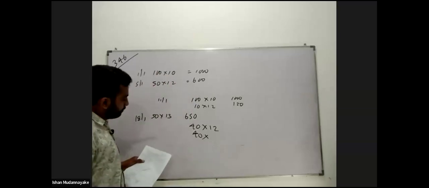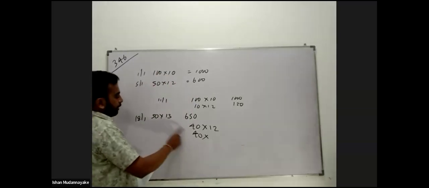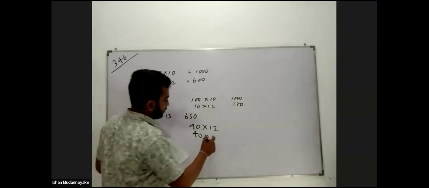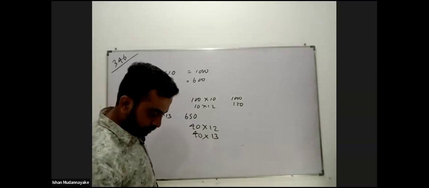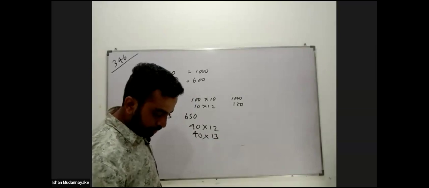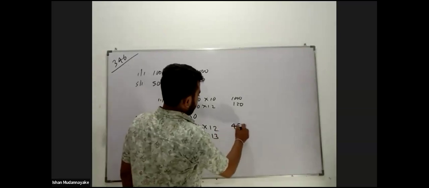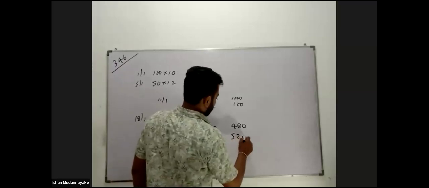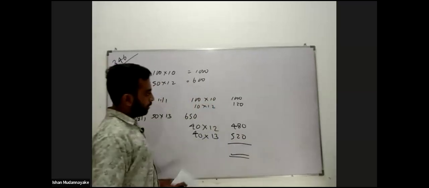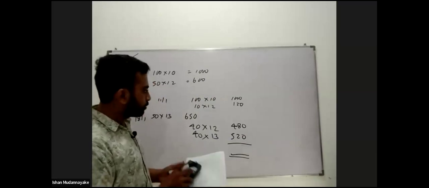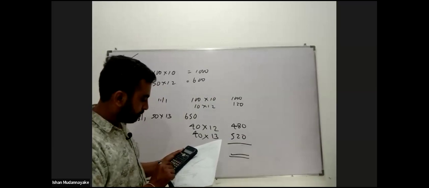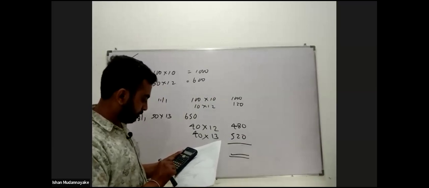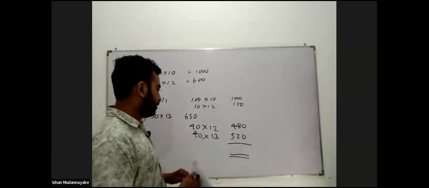Kapilash, balance for issue. First in, first out. 40 at 12 rupees, 480. Balance 40 at 13 rupees, 520. The total amount: 1000 plus 120 plus 480 plus 520, 2120.